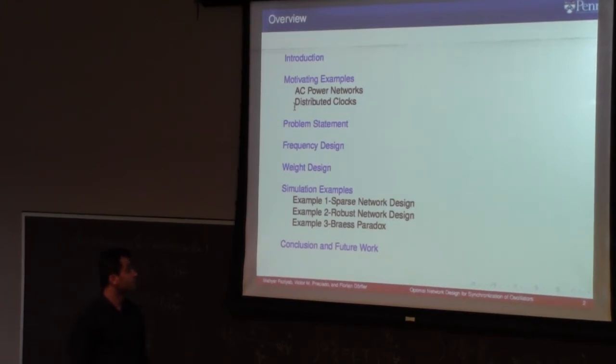I'm going to consider two general problems, frequency design and weight design problems. Then after analyzing these problems, I will move on to simulation examples. There are three interesting examples that I'm going to consider for this presentation. The first example is sparse network design. The second example is robust network design. And the third example is a phenomenon which we later explain, which is called Braess paradox. And then we conclude this presentation with conclusions and future work.